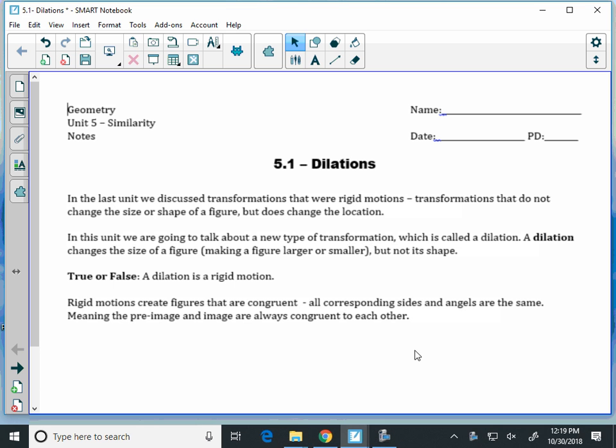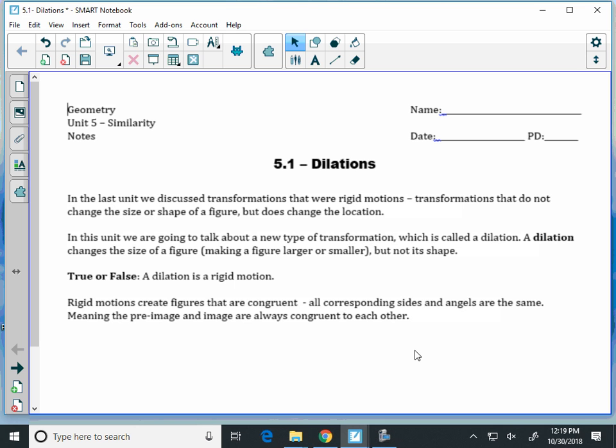In this unit, we're going to talk about a new type of transformation called a dilation. A dilation changes the size of a figure, making it bigger or smaller, but keeps its shape. So you might start out with a small triangle, and then you do a dilation and it makes it a big triangle. But it's still the same triangle, it's just bigger or smaller.